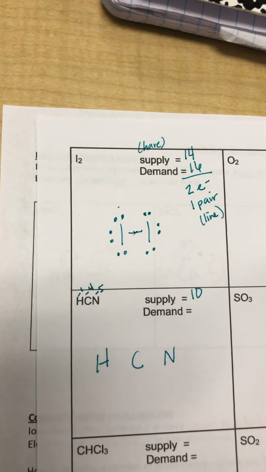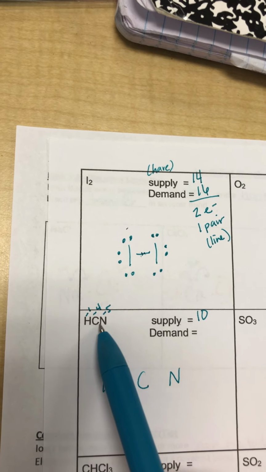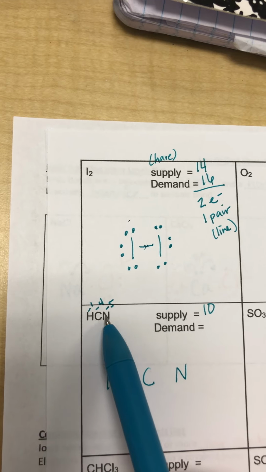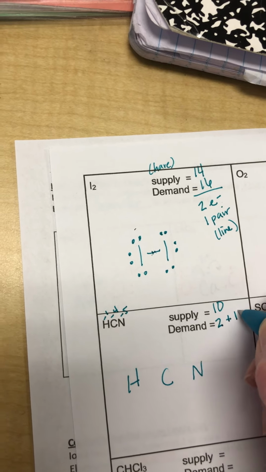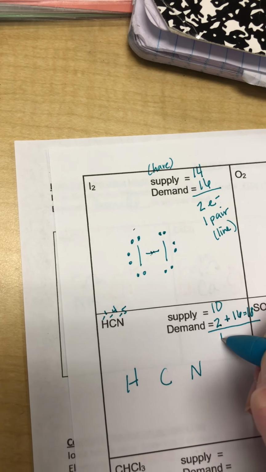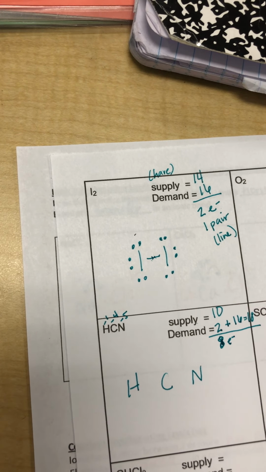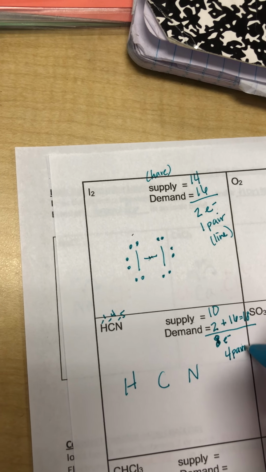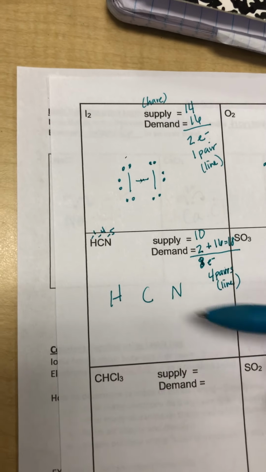Okay, the demand, right? Well, I know these two are going to have 8 because everything can have 8 except for hydrogen. So if these two have 8, that gets me 16, plus the 2 from hydrogen. So that's 18. If I take my difference, that's 8 electrons, 4 pairs, or 4 lines. So now I just have to figure out where I'm going to put my lines.